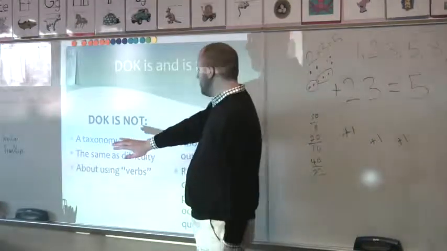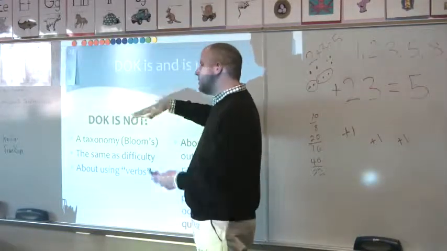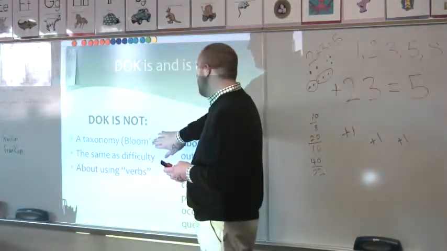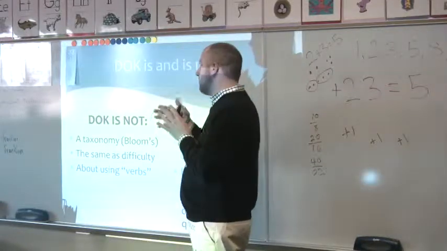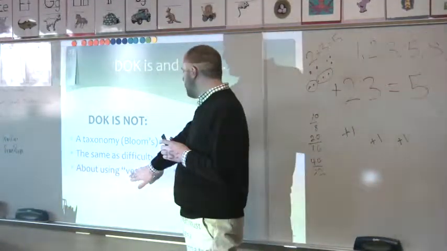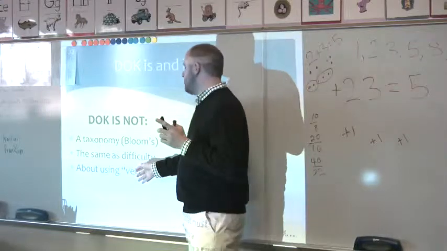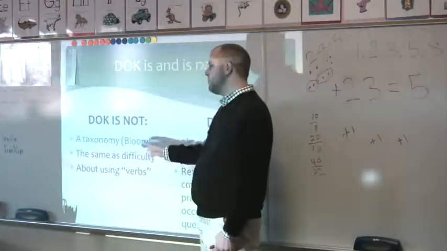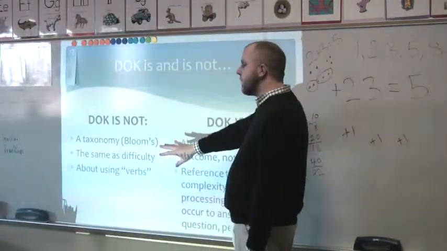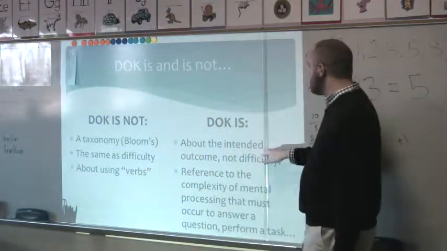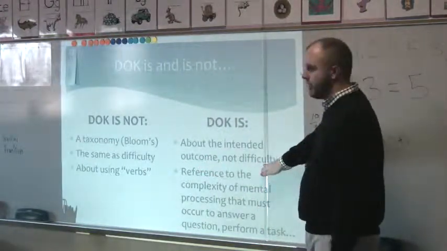One thing to point out is that Bloom's taxonomy is not DOK. That researcher did a whole different way of doing it, different levels. It's not the same difficulty. So a Bloom's taxonomy component doesn't necessarily have the same difficulty when you put it into a DOK. And we're not about the verbs. So I may use a verb that is one level of DOK, but that same verb could be in two other levels. I could describe something, and I could describe it at multiple levels, because the important thing here is what the outcome is going to be. What is it that they're doing, not necessarily how hard it is.